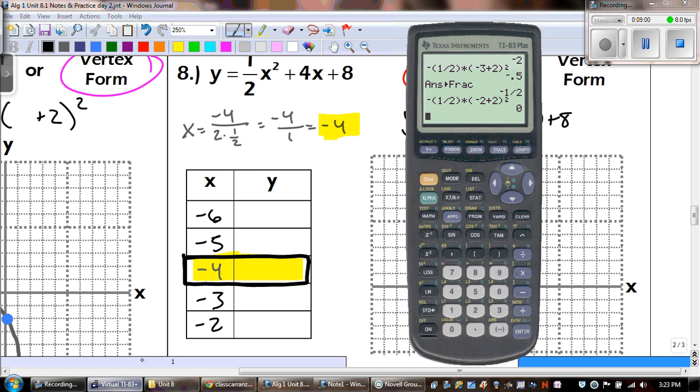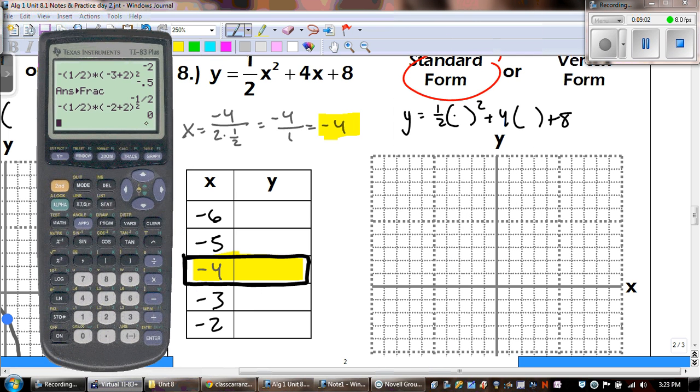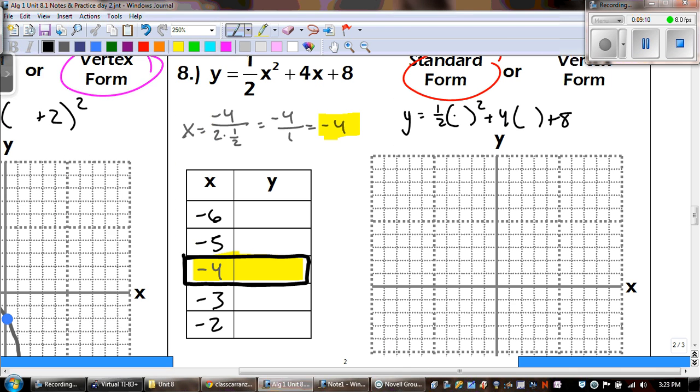Okay, and remember the same thing. We have to be careful when we're plugging in that fraction. Now, is this going to open up or open down? I forgot to ask it on that last one. Remember to look at the ax squared. It tells us, is it positive or negative? It's positive, so this graph should be going up.